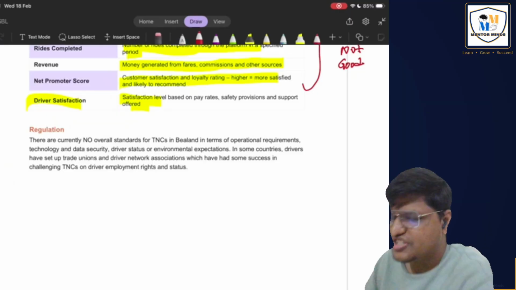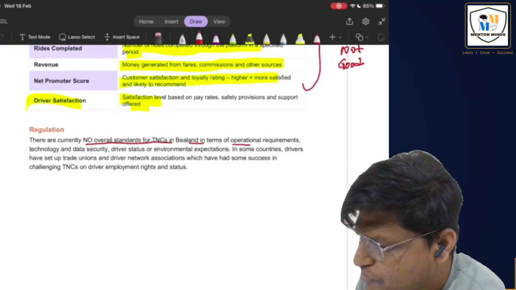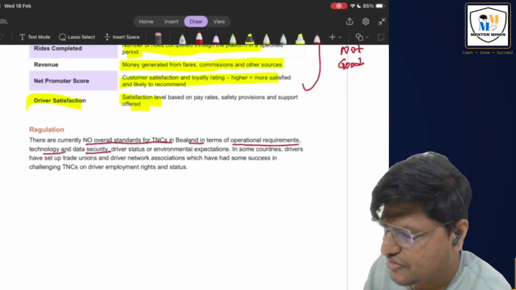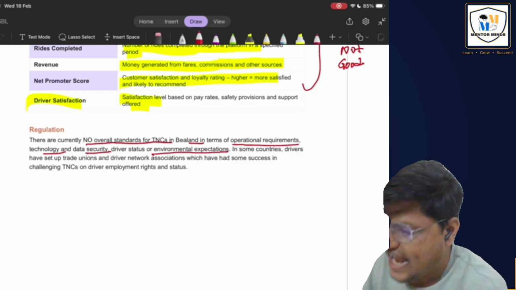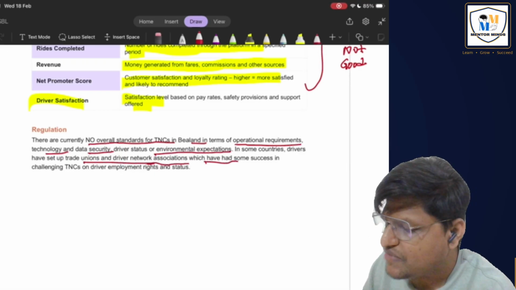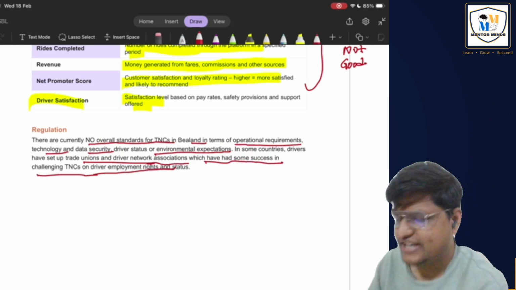Now the regulations. There are currently no overall standards for TNCs in Britain in terms of operational requirements, technology and data security, driver status or environmental expectations. In some countries, drivers have set up trade unions and driver network associations, which have had some success in challenging TNCs on drivers' rights and safety.